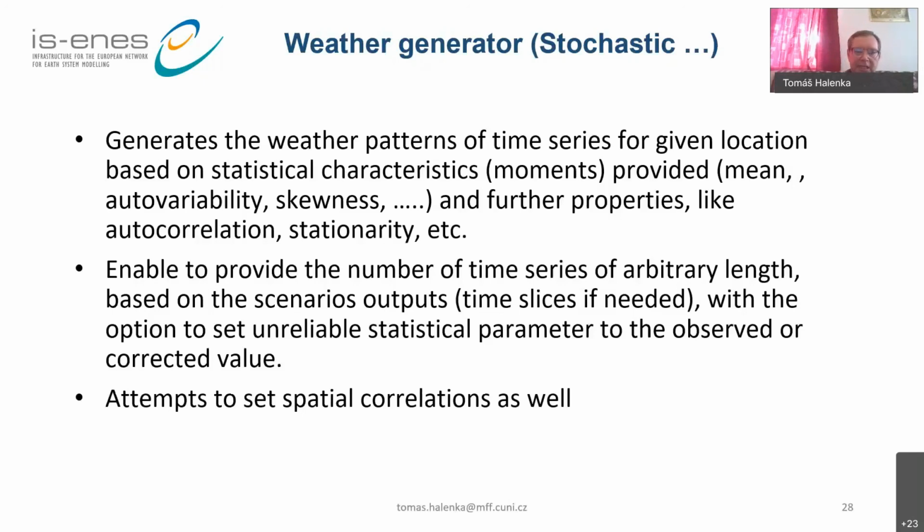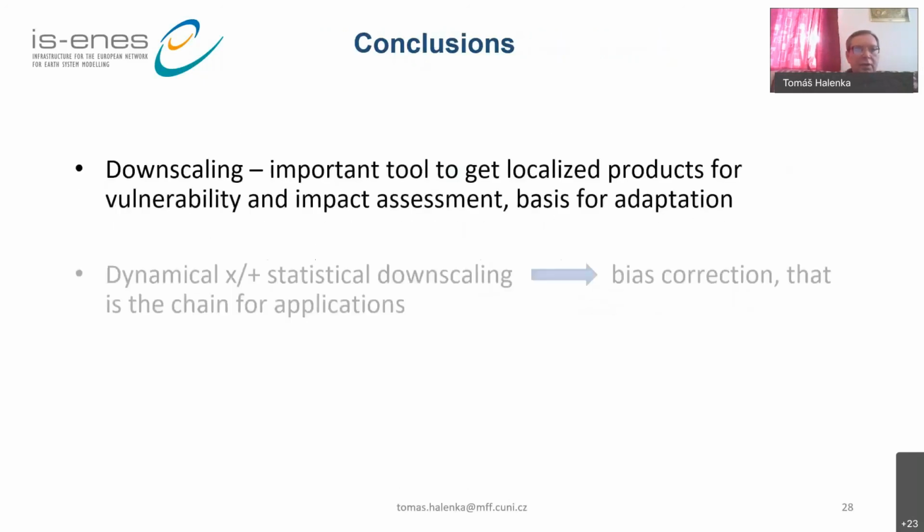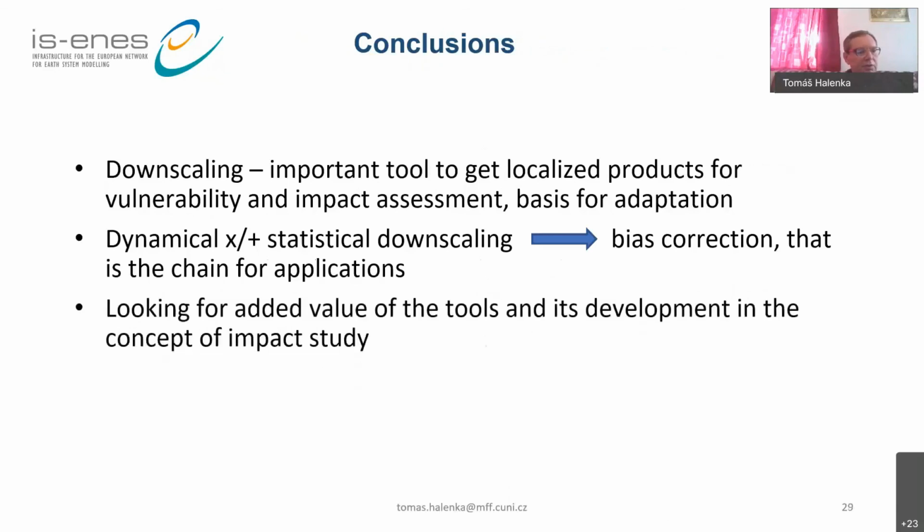Next please. And just concluding, it seems I was actually quite a bit longer than planned. Downscaling is a really important tool to get localized products for vulnerability and impact assessment. That is something you need for decision making, for adaptation measures on climate change. So it's really important to get local information via downscaling.